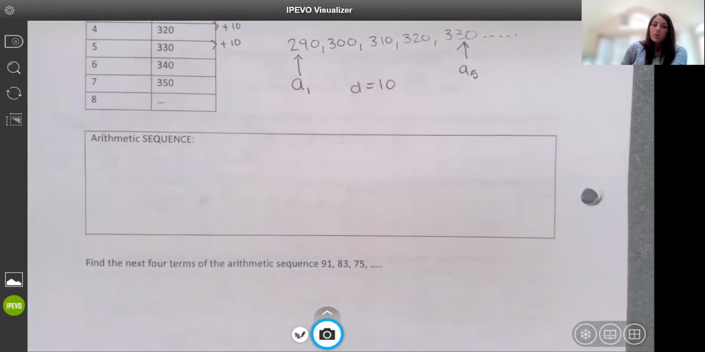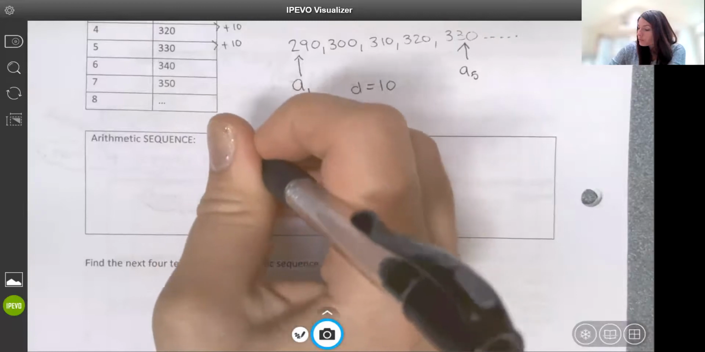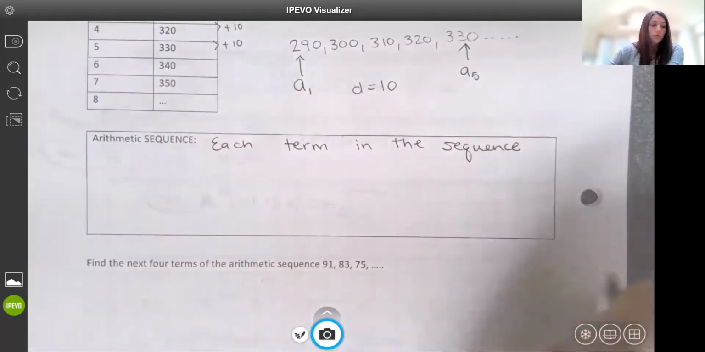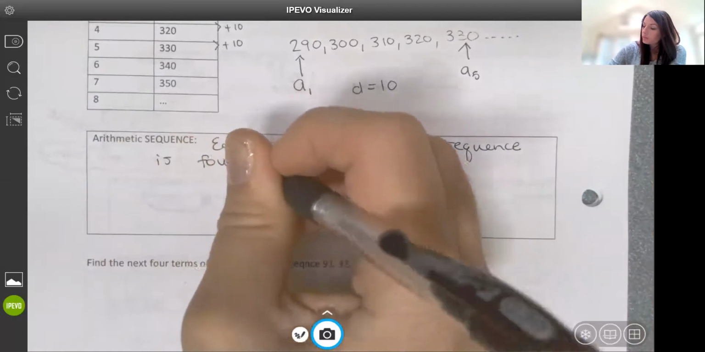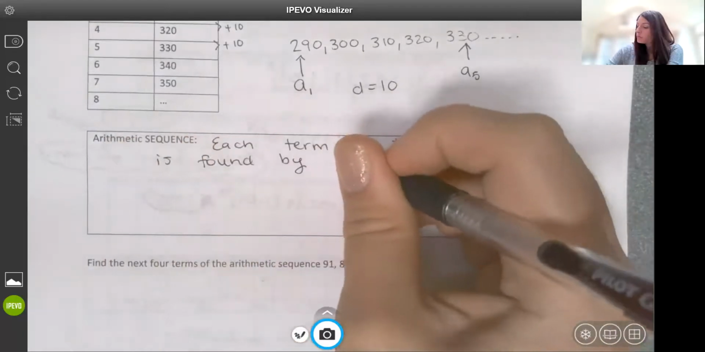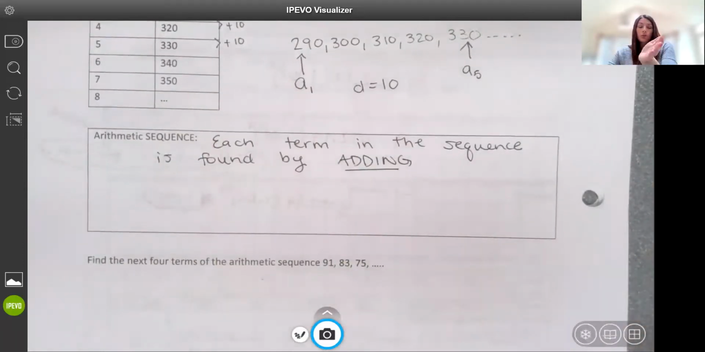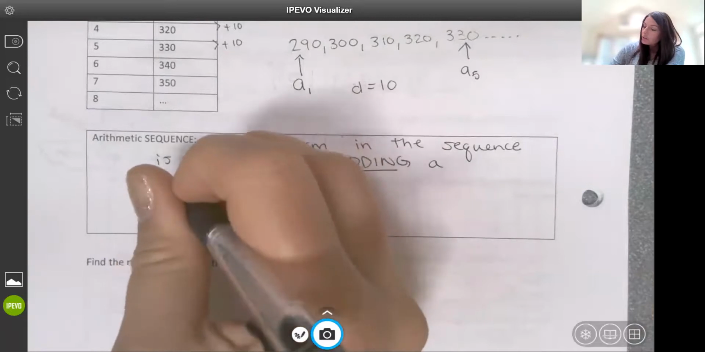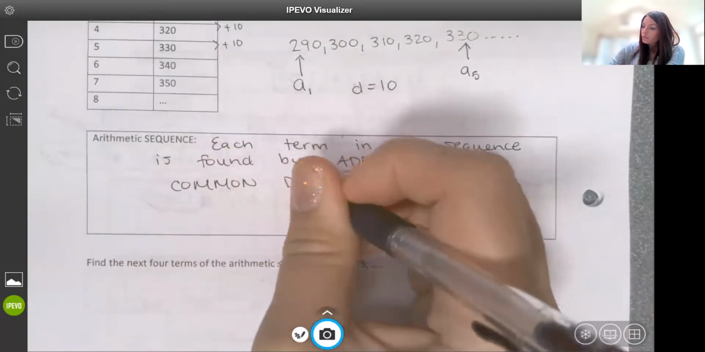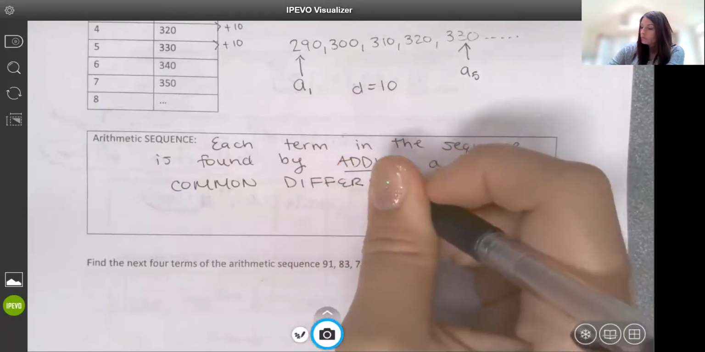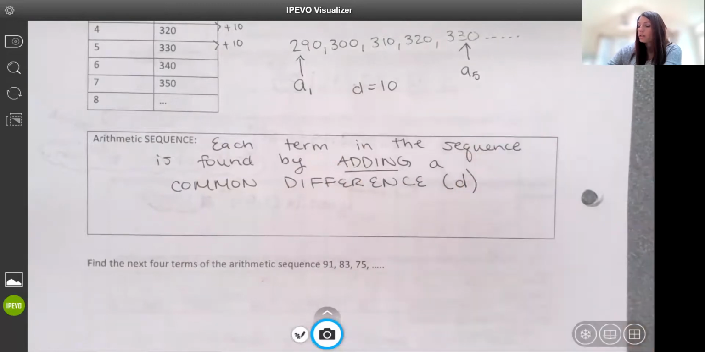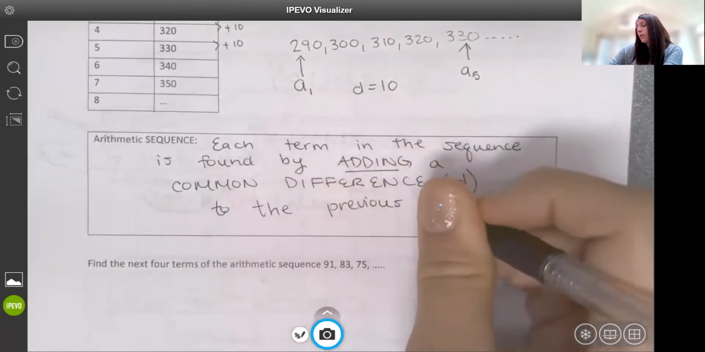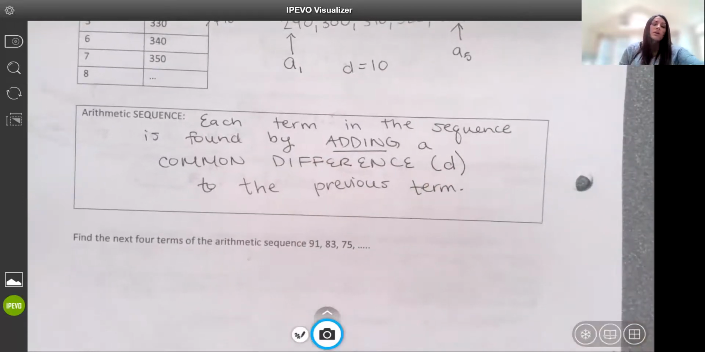So let's define our arithmetic sequence where each term in this sequence is found by adding, of course, you could be adding a negative, so your common difference could go down, by adding a common difference, which we call D in our formula, to the previous term. There's our definition of an arithmetic sequence.